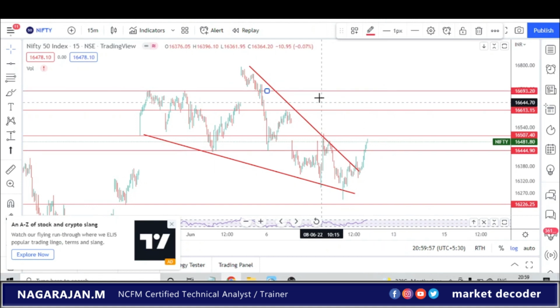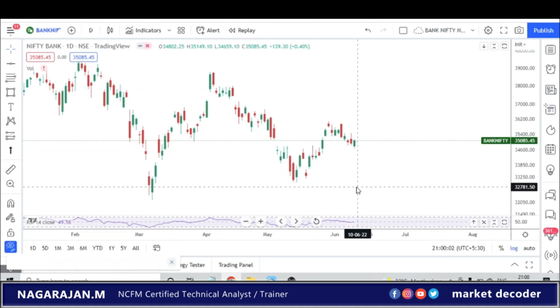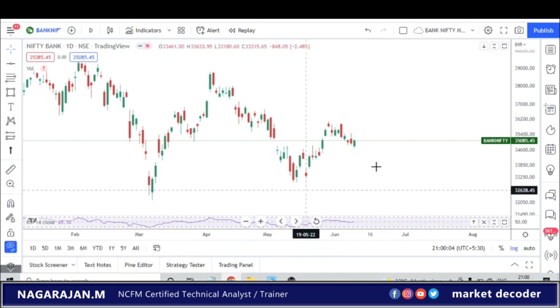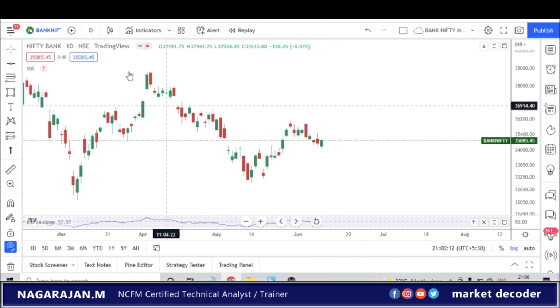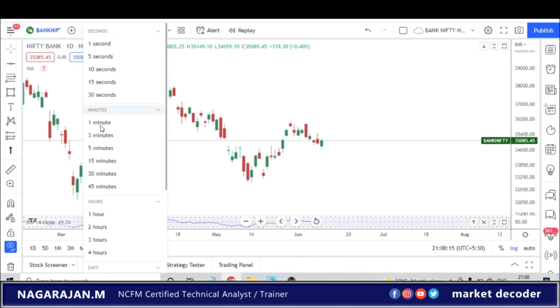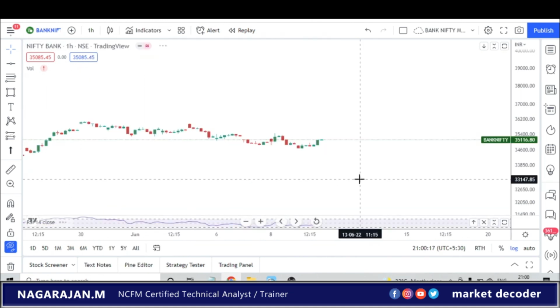16,600 and 16,690. So let's move on to Bank Nifty. So Bank Nifty, same way. This is the price action. Price action says today it was a good bullish candle, and as I have told, it is going to be a flat pattern. Let's go to the smaller time frame and see whether our pattern got respected or not.